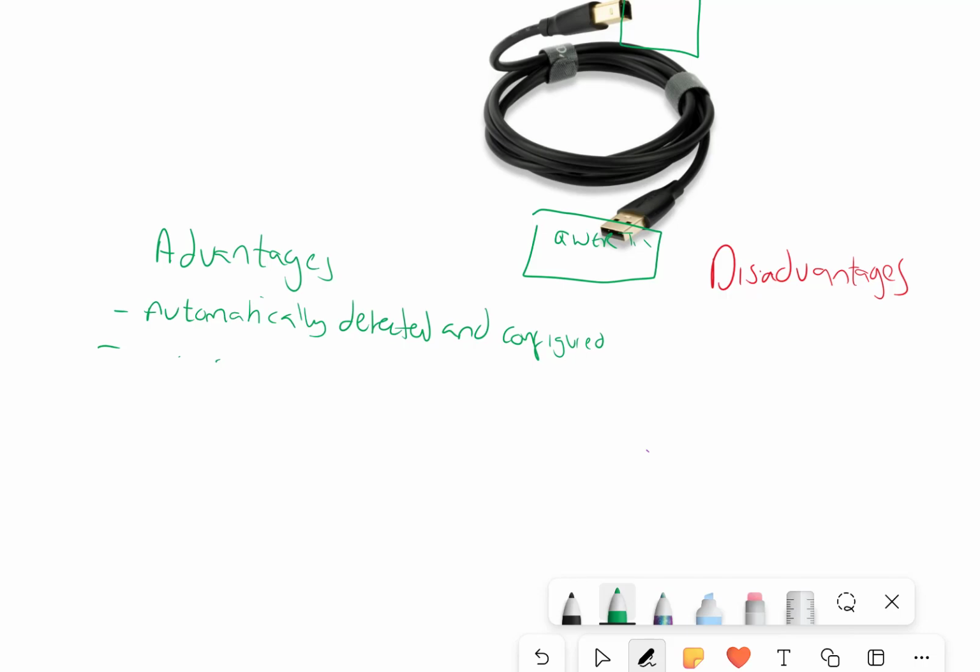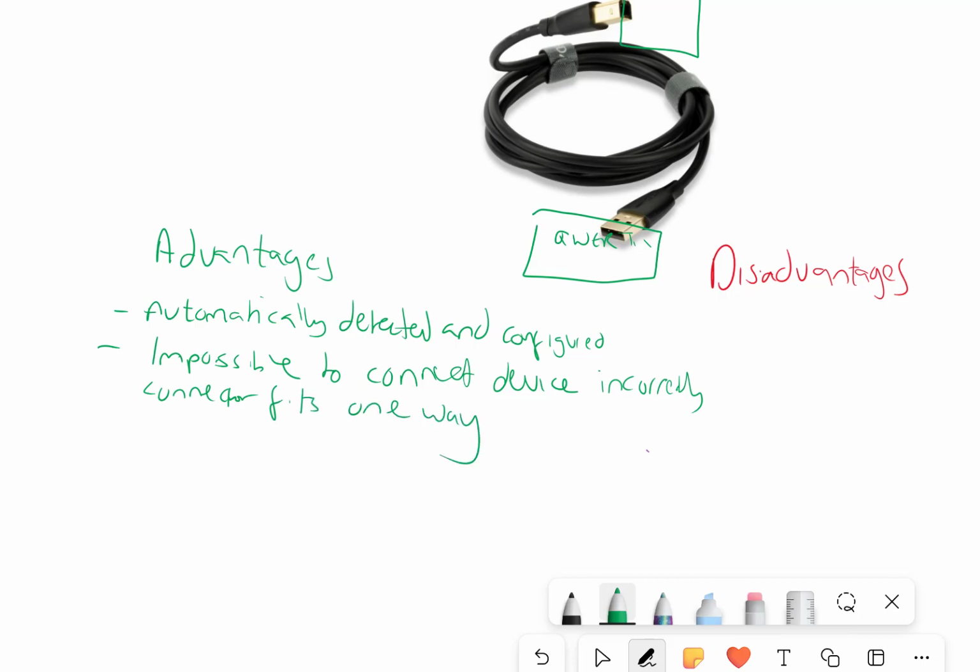Another advantage is it's impossible to connect the device incorrectly or the wrong way round. It's impossible to do that because the connector only fits one way. So that's another advantage. I've already mentioned that it's industry standard, which means that every USB cable has to follow the same rules when they're made. That means you can use different companies' USBs on different devices.